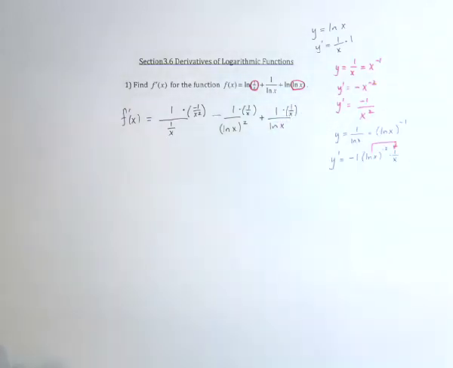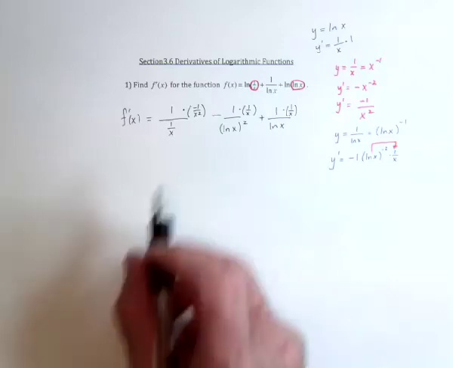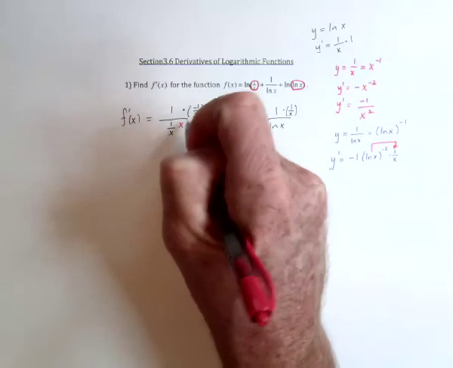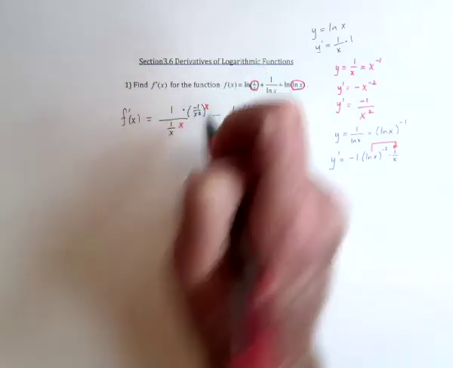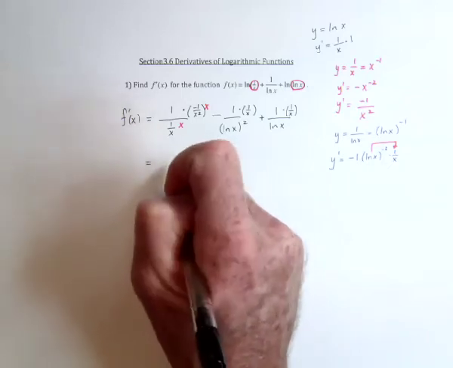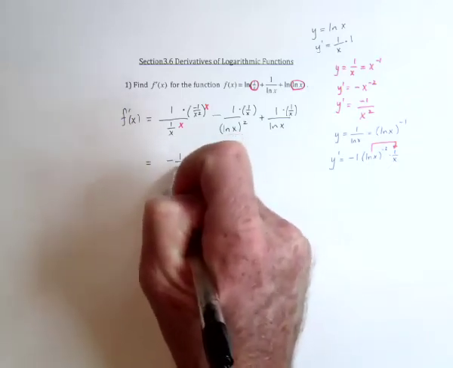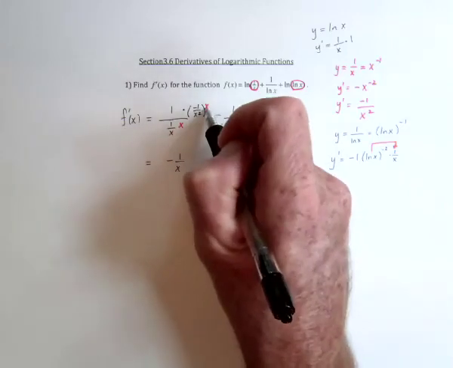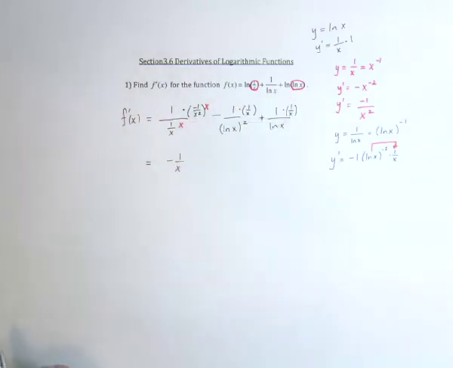Okay, now I need to clean these up. So with this one, I could invert and multiply, or in other words, multiply by x and multiply by an x. So the first fraction is going to be pretty simple. It's just going to be minus 1 over x, because these guys will cancel. One of these will cancel, so it's no longer x squared. It's just negative 1 over x.